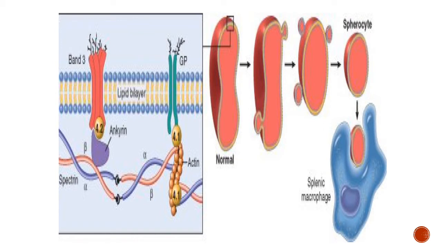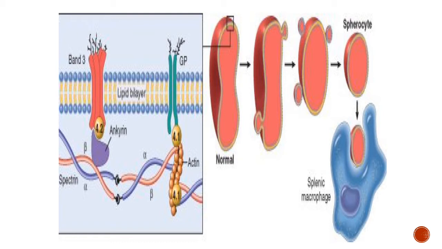Now this tail portion can further bind to a protein called 4.1, and that is bound to a transmembrane glycoprotein called glycophorin A. And now the other part of the spectrin can bind through two proteins, that is ankyrin and 4.2 proteins, through one more transmembrane protein called band 3. Okay, you can see here.